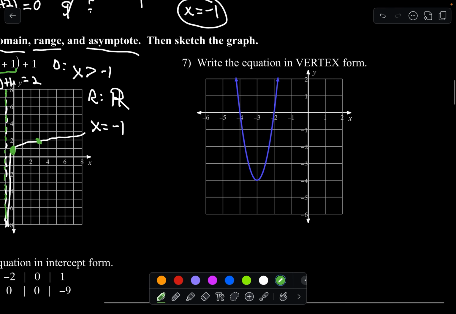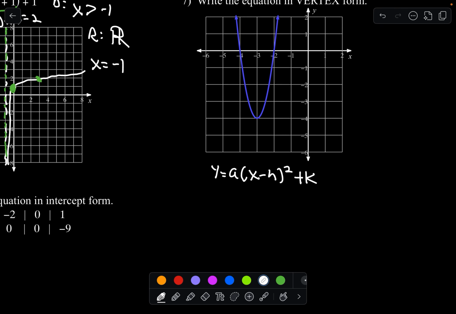On this question right here, 7, it says write the equation in vertex form. Well, that's pretty straightforward. At least I hope it is. It's going to be y equals a, parentheses, x minus h, squared, plus k. That's vertex form, which you will have on an equation sheet. The vertex is right here at negative 3, negative 4. So you can write this as y equals a, x now minus h, and if h is negative 3, it's actually x plus 3. Remember, your x's are liars. Squared, plus a negative 4, which is minus 4.